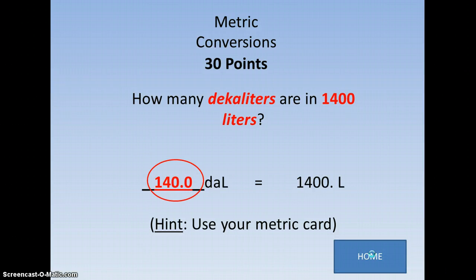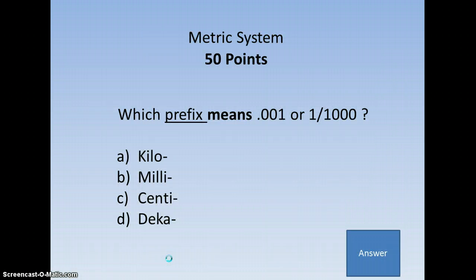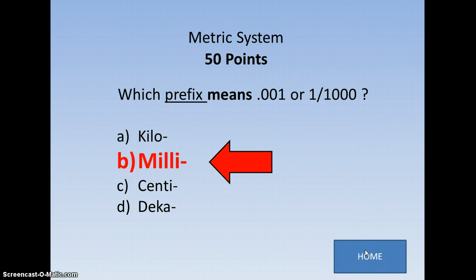So here we go. The answer was 140.0 deciliters and is the same as 1400 liters. So then, a next group would choose a point value, let's say metric system for 50. Okay, which prefix means 0.001 or 1 over 1000? Okay, the answer to that should be milli. So pressing answer there, we see that that is the answer.